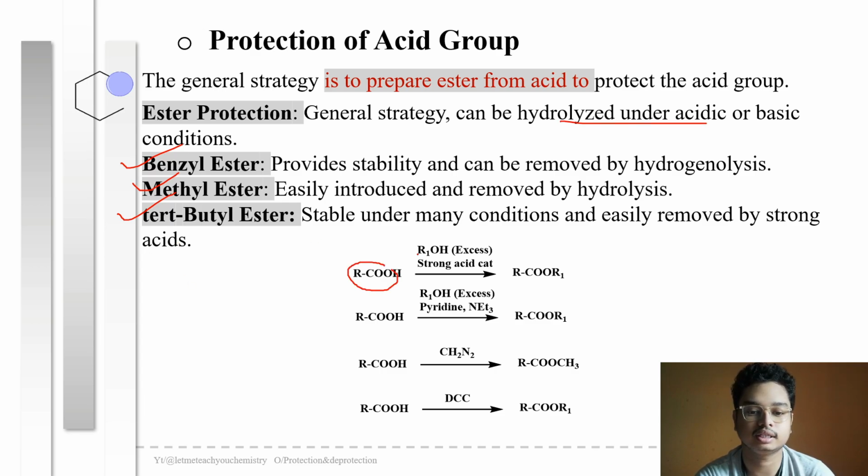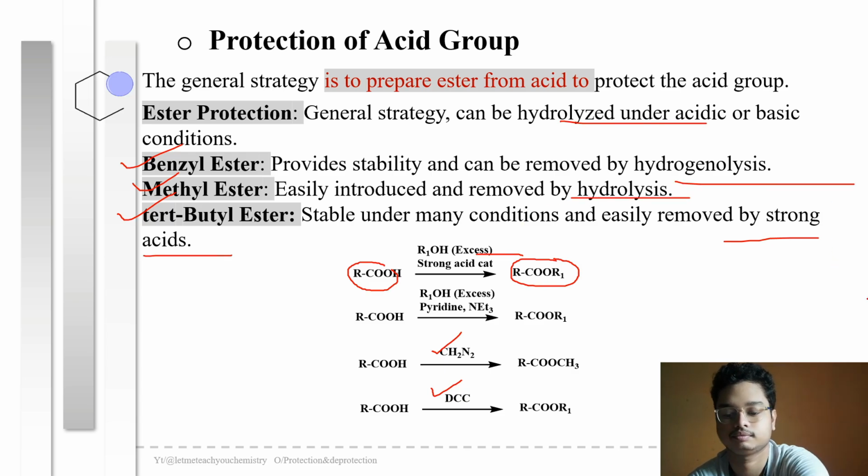Here this is the acid group. The acid group reacts with excess alcohol in the presence of strong acid to form this type of ester, and CH2N2 or DCC coupling can also be used to generate the corresponding ester from the acid group. And the deprotection strategy is strong acid treatment or hydrolysis.